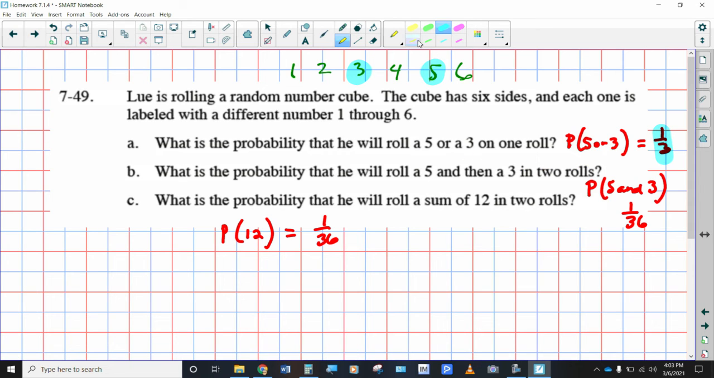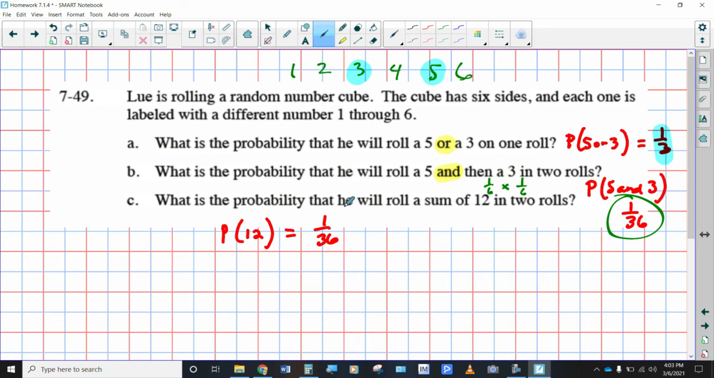All right, so the difference between these problems, this one uses the word or, which means we're going to add 1/6 plus 1/6, gives you 2/6 that we simplify. This one uses the word and, which means you're going to multiply. So the probability of getting a 5 is 1/6. The probability of getting a 3 is 1/6. The probability of on your first roll getting a 5 and then on the very next roll also getting a 3 is a lot harder. So you multiply those together, and that's how you get the 1 out of 36 chance.